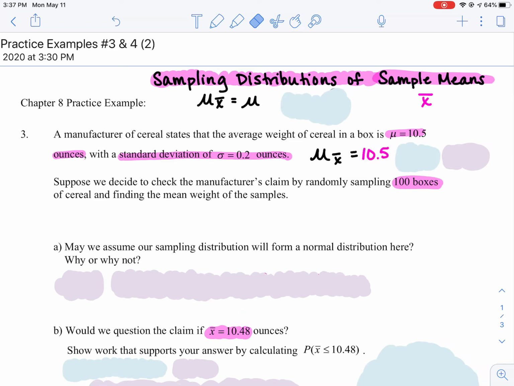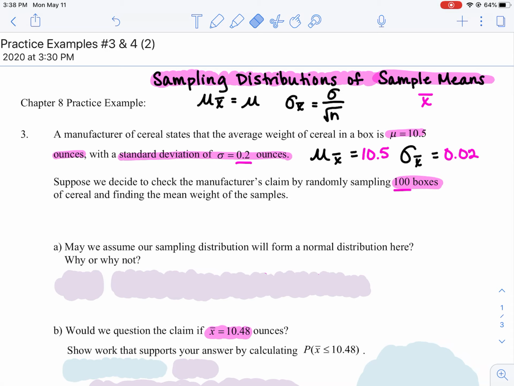The standard deviation of your sampling distribution of sample means is the population standard deviation divided by the square root of n. So in this case, it's going to be 0.2 divided by the square root of 100, which gives us 0.02. Now, before we can do anything, we have to say, can we assume our sampling distribution will form a normal distribution here?